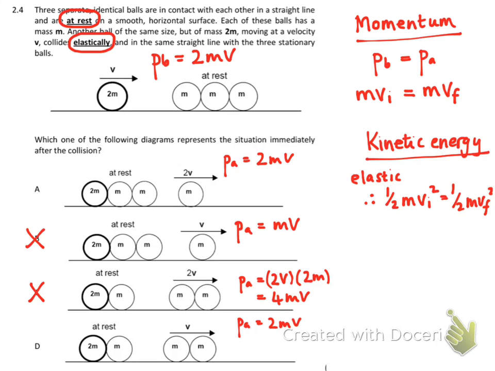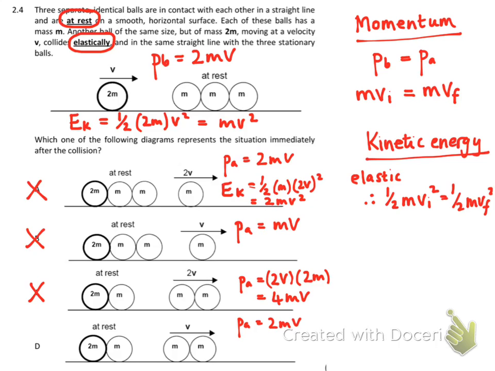If we now consider kinetic energy, the kinetic energy before the collision is given by 1/2 times the mass, which is 2m, times v squared. And if you multiply that out, the kinetic energy before is mv squared. So let's have a look at A. The kinetic energy after is 1/2 times the mass, which is m, times 2v, that's the velocity, all squared. If you multiply that out, it gives you 2mv squared. And our kinetic energy before was only mv squared, and so A can't be our correct answer.